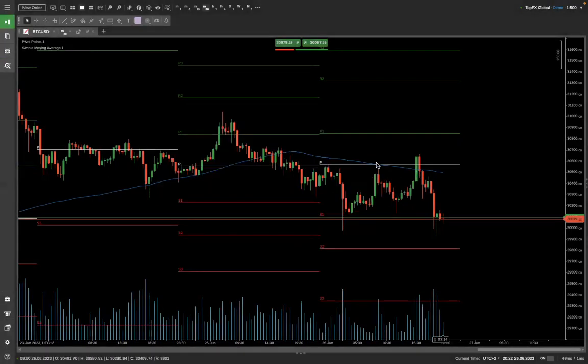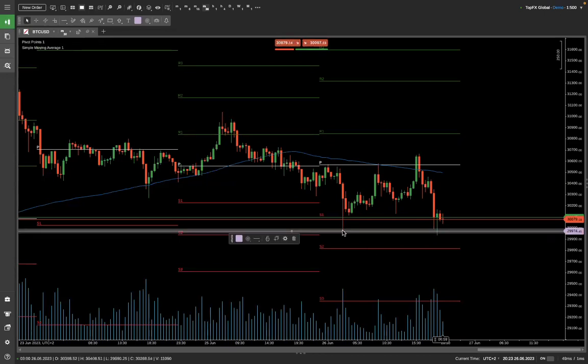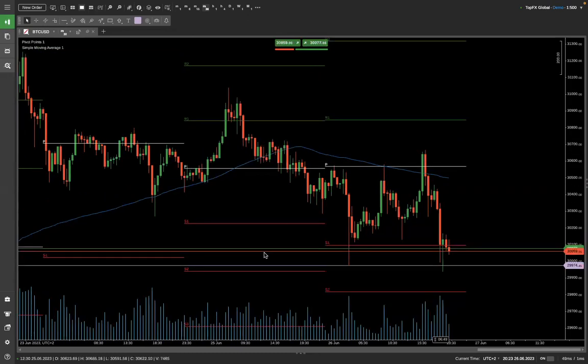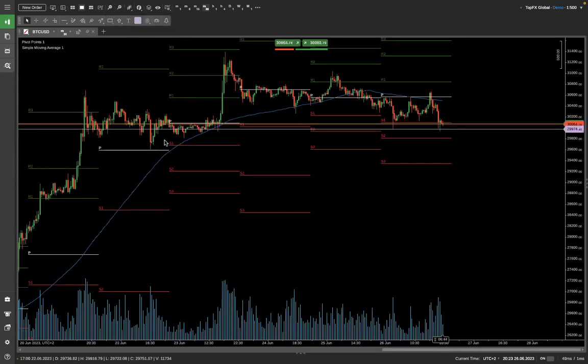So 100 periods doesn't actually show us anything special here. As you can see, the market is not really in line with the moving averages. We got the technical support at 29,974. So let me just zoom out to see whether some kind of older important technical support might be in line with the pivot points.